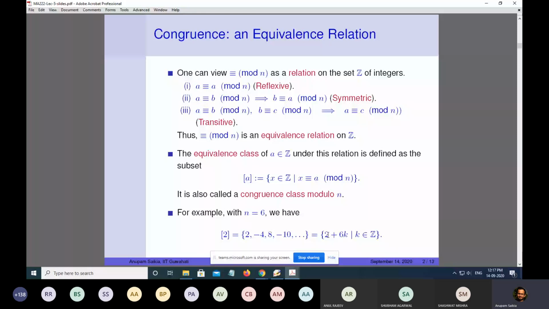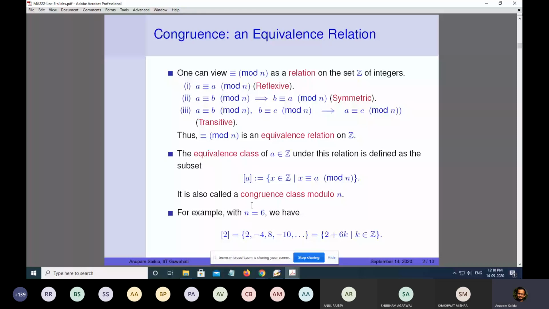But importantly, nothing else is congruent to 2. This covers all. Because if any other number a is congruent to 2 mod 6, that means a minus 2 is divisible by 6. So a minus 2 is 6k, so a is 6k plus 2. In other words, these are precisely the elements in the equivalence class. So this is the equivalence class.